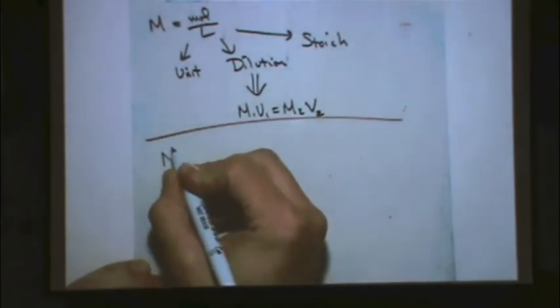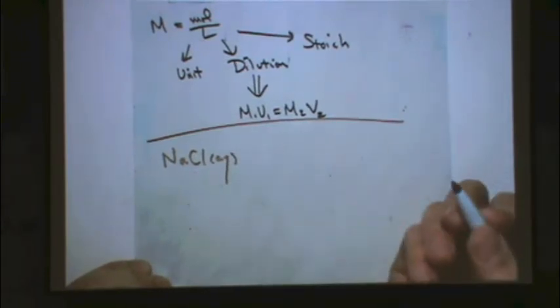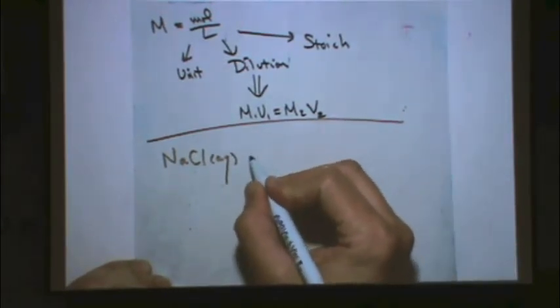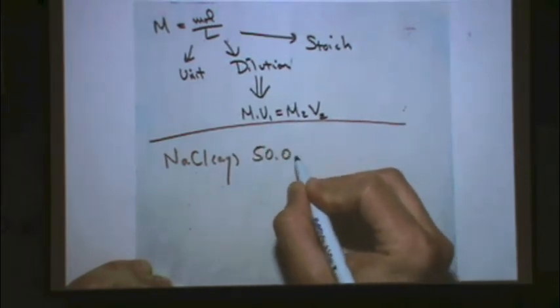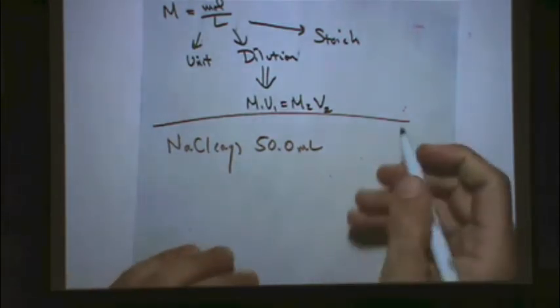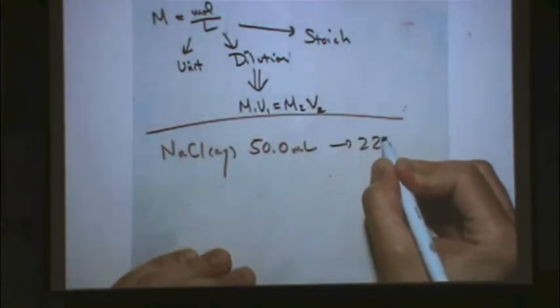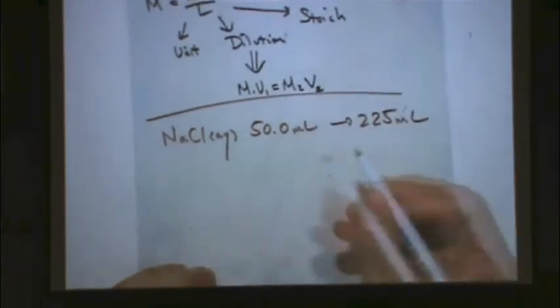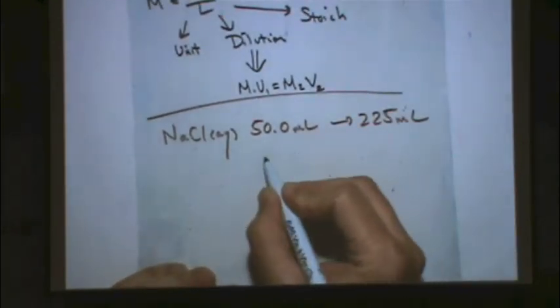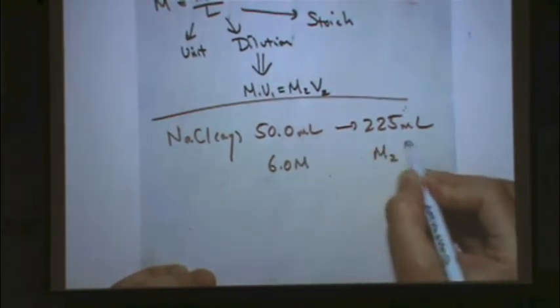Okay. So let's say you can pick any molecule. Let's say we have NaCl aqueous. And then you can do this with your friends. You just pick up random numbers. So let's say it started with 50 milliliters initially. Okay, and it'll say something like, we're going to change it to a final volume of, let's say, 225 milliliters. And the initial molarity will be, say, 6.0 molar. And I want to know the final molarity. So that would be M2.